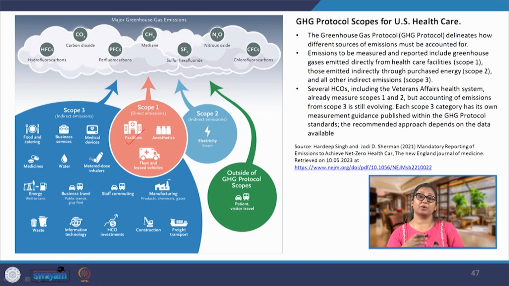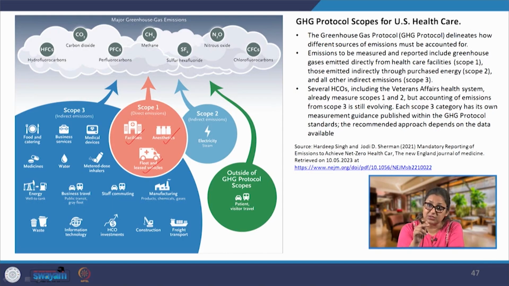In the facilities where, for example, a lot of medicines and chemicals are used in the medical processes, an incinerator might be used on the hospital premises. All the emissions resulting from the activities of the facilities are counted here. We also have anesthetics. Here we are talking about medicine use, and then we also have the fleet and leased vehicles, because hospitals often have fleets of vehicles, especially ambulances and vehicles for transporting doctors and medical staff in case of emergencies.